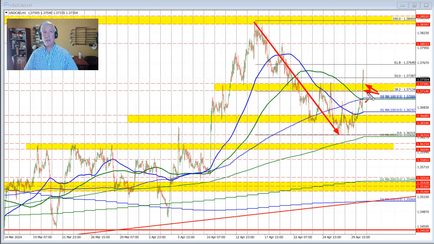So that's how I see the dollar versus Canada, with the buyers taking more control above the 100 and 200 bar moving averages here, holding the 100-hour moving average here. All that points to a more bullish bias for this currency pair. We'll see if the 38.2% retracement of the last move to the downside can hold support going forward.